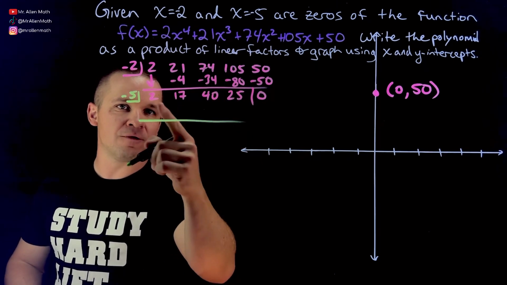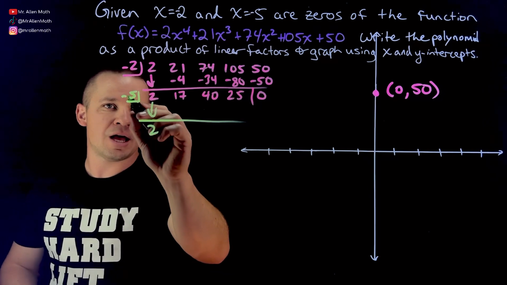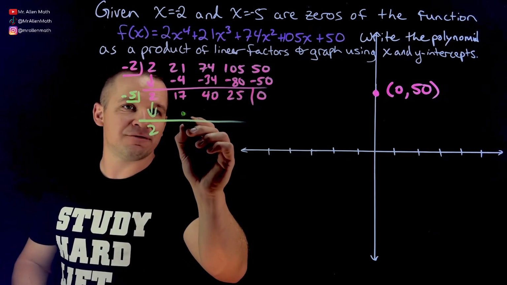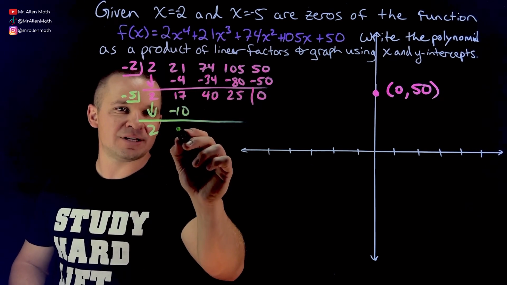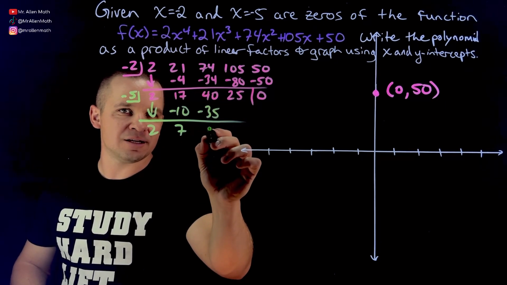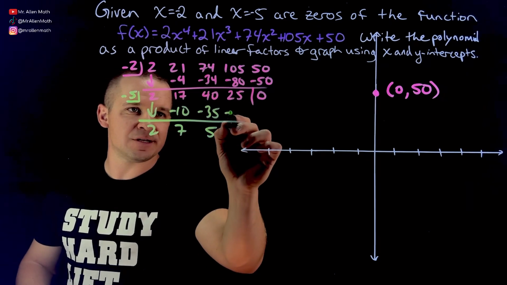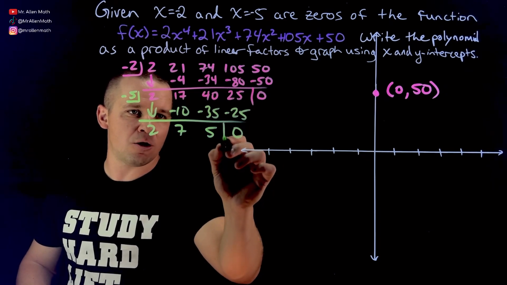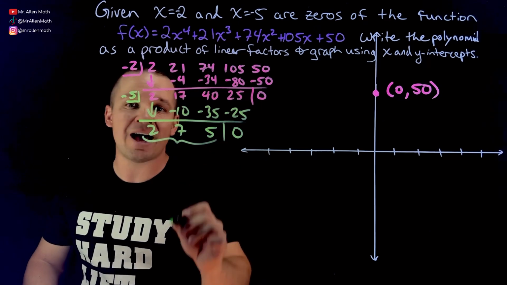So I'm just starting over again, but we're going to drop this guy, 2. -5 times 2 is -10. 17 and -10 gives me positive 7. Then 7 times -5 gives me -35. That adds together with 40 to become 5. -5 times 5 is -25. Oh my goodness, it's all working out wonderfully. So I'm left with that right there.